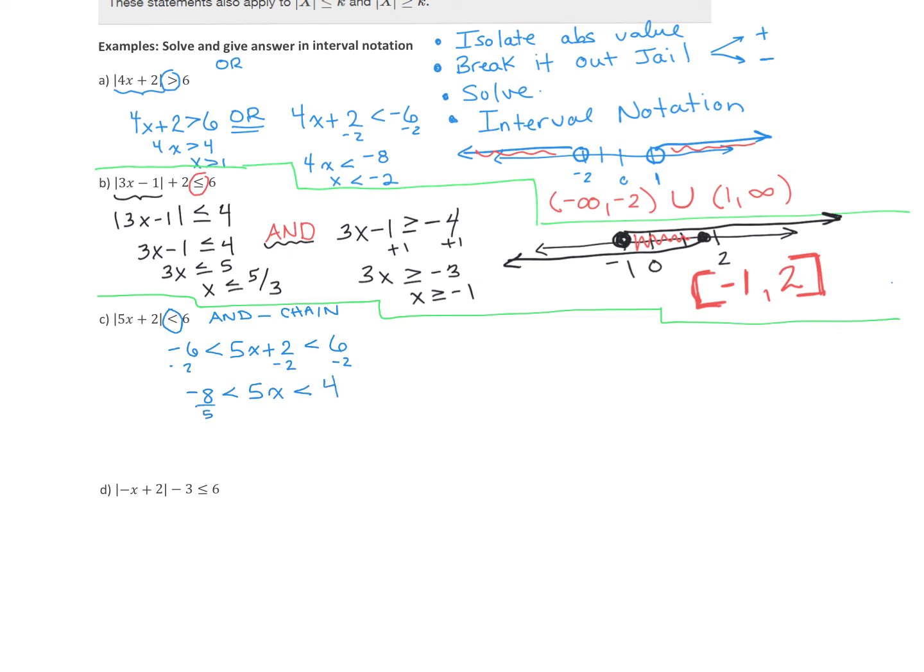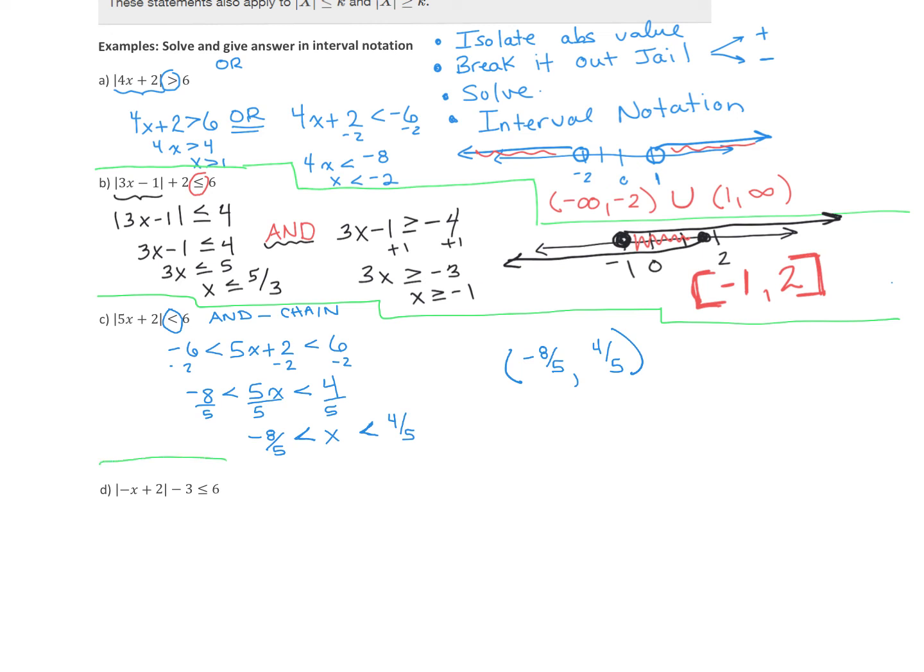And then dividing through by 5 gives us -8/5 less than x is less than 4/5. And we notice that this is in order. The negative is on the left, the positive is on the right. It's just less than. We don't have that equal to. So our interval is going to be -8/5 to 4/5 parentheses. No need to draw the line graph because we can see already what the solution is going to be.